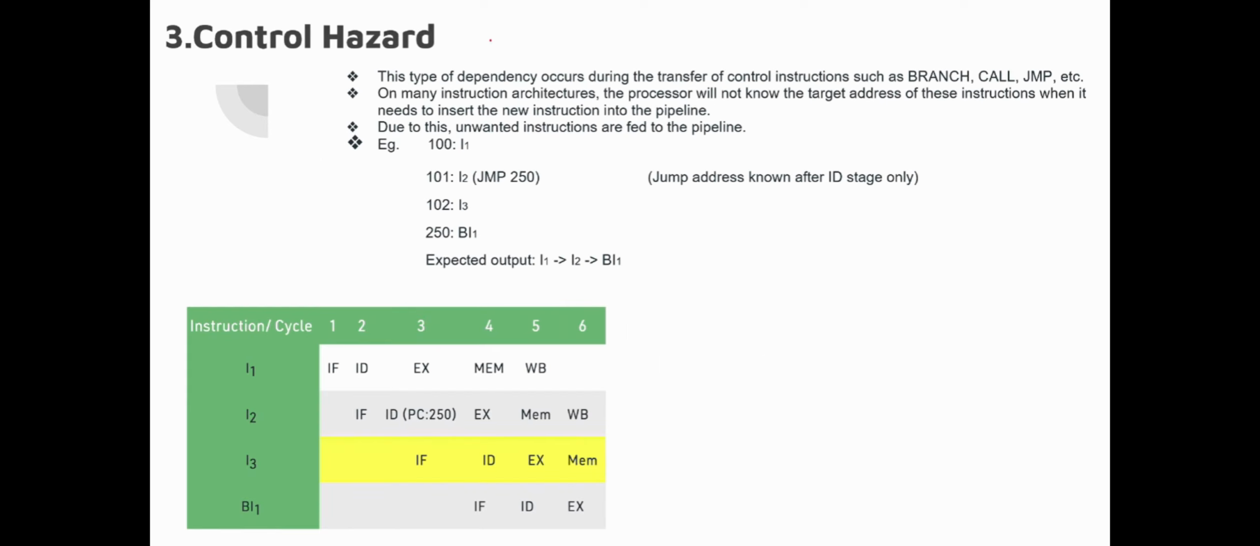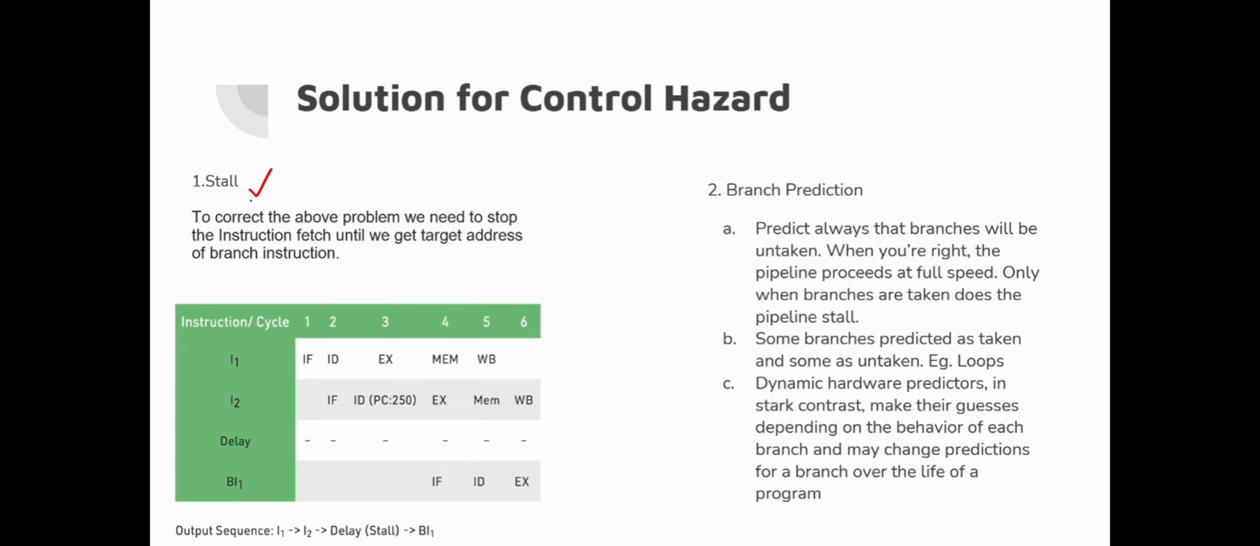Third one is control hazard. Normally, a control hazard occurs when the processor does not know which instruction comes next because of a branch. Normally, the branch decision is known only in the EX stage, that means execution stage, but the IF and ID stages have already fetched the next instruction. The solution of the control hazard is flushing the pipeline, branch prediction, or delayed branch.